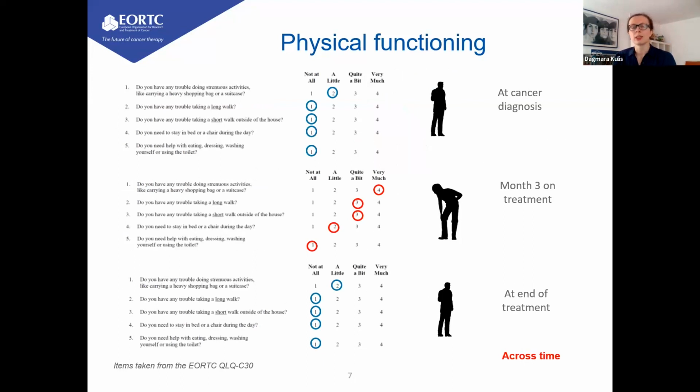The same questionnaire can also show us the change in one person over time. So we can imagine that at the point of cancer diagnosis, the person is feeling relatively okay when it comes to their physical functioning. But then at month 3 of treatment, if there are lots of side effects and adverse events, then they might feel much worse. And then when the treatment is finished, they will go back to baseline. So that shows us their physical functioning across time.